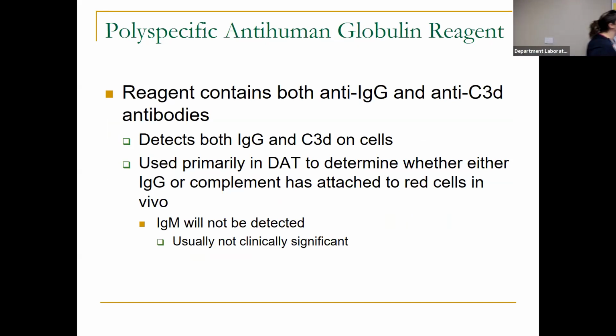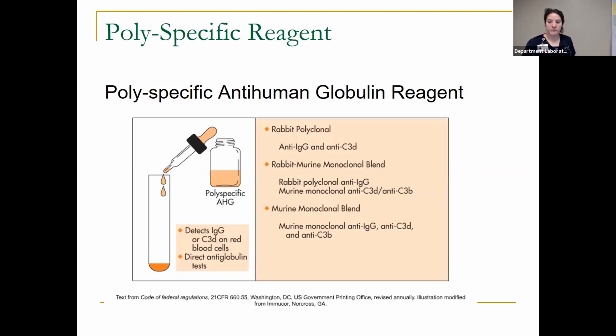What you need to realize is that this reagent is not detecting IgM antibodies, which are highly capable of activating complement. This reagent's not binding to the IgM antibody, it's binding to the complement, the C3b, C3d on the red cells. And so this is your reagent, polyspecific anti-human globulin reagent. Again, it could be made from a rabbit, or maybe a rabbit-mouse blend. It's usually extracted from some type of rodent.